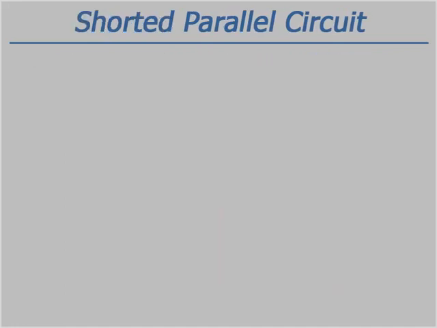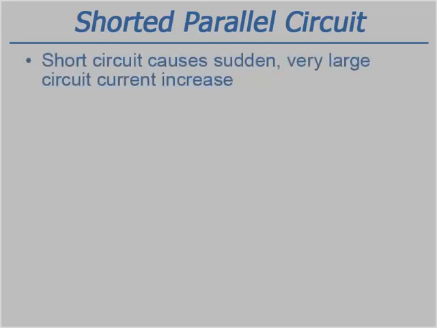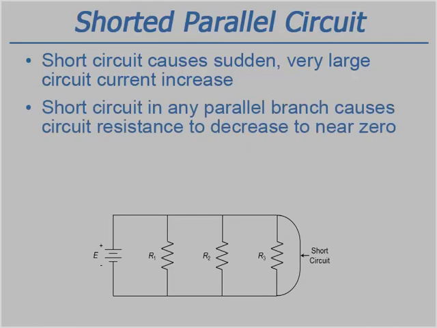Parallel circuits are more likely than series circuits to develop damaging short circuits, since each load is connected directly across the power source. When a parallel circuit becomes short-circuited, the effect on the circuit is similar to what occurs in a series circuit. There is a sudden and very large increase in circuit current. If any of the parallel branch loads become shorted, the resistance between the power source terminals is practically zero, which causes a large current increase.